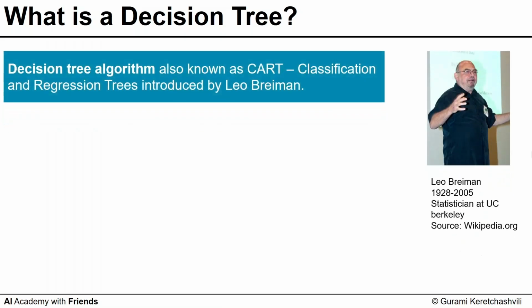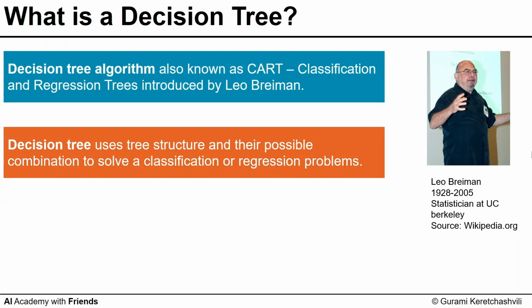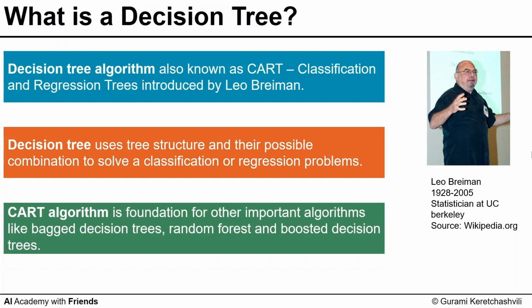The decision tree algorithm is known as CART, classification and regression trees, introduced by Leo Breiman. A decision tree builds a tree based on the information and therefore uses a tree structure and their possible combinations to solve a classification or regression problem. The CART algorithm is a foundation for other important algorithms, such as Bayesian decision trees, random forest, and boosting decision trees. These are the algorithms we will discuss in later videos. In this tutorial, we will focus on the decision tree classifier only.